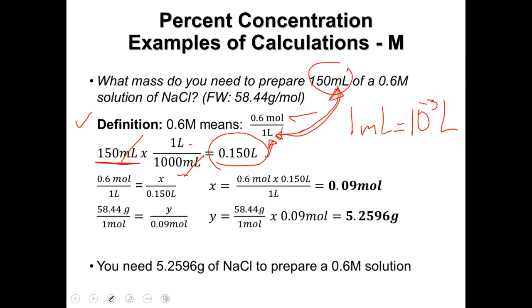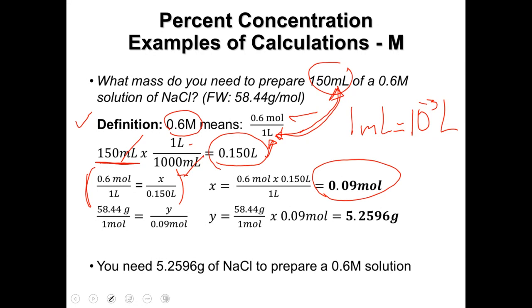Once I'm done with that, now I have everything in the same units. I'm going to use the same reasoning I've used before. Based on the definition here of 0.6 molar, I know that if I have to prepare 1 liter, I will need 0.6 moles of sodium chloride. So how much would I need if, instead of preparing 1 liter, I would prepare 0.150 liters, which again should give me the same ratio between moles and volume? If I resolve that, it comes out that I would need 0.09 moles to prepare 150 milliliters, or 0.150 liters of solution.